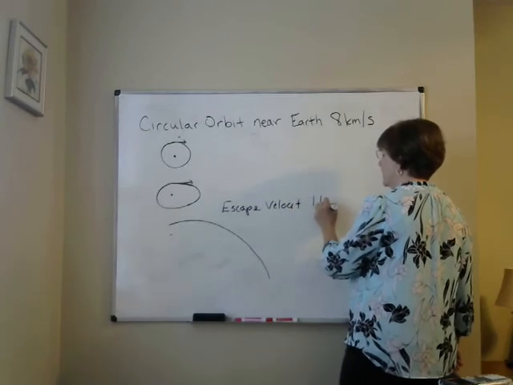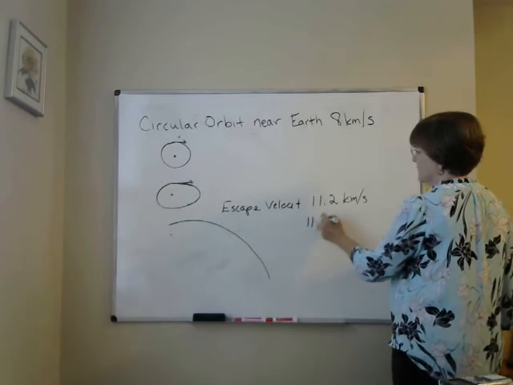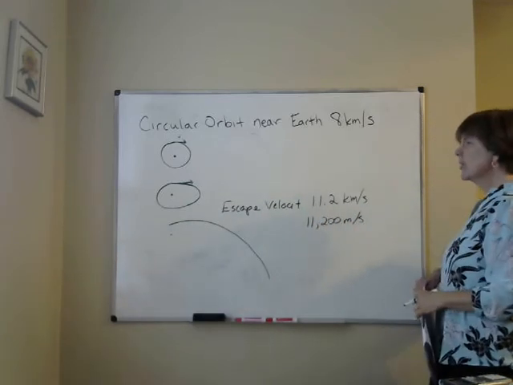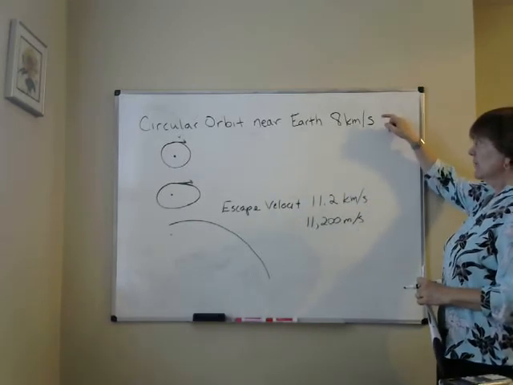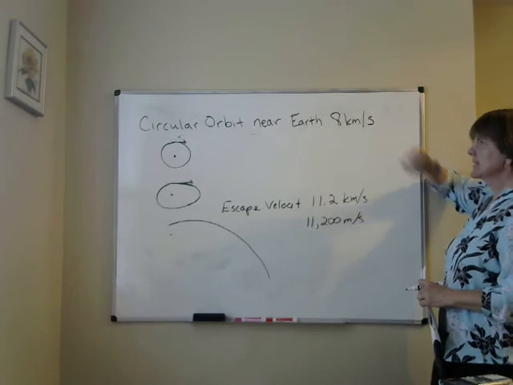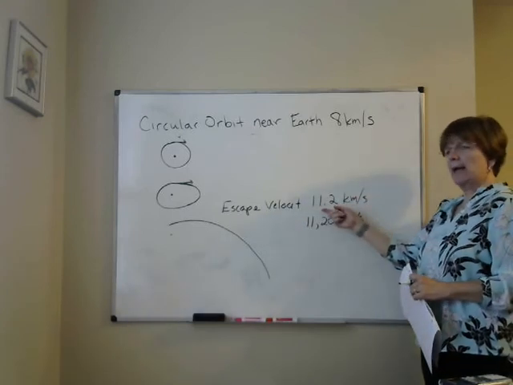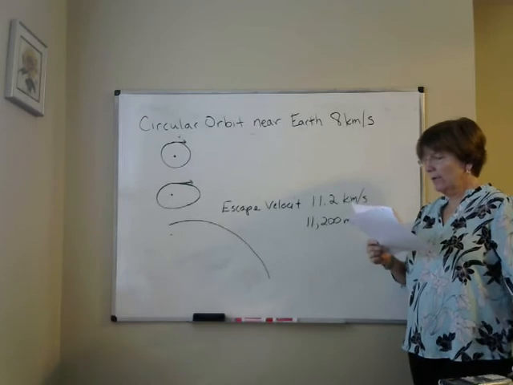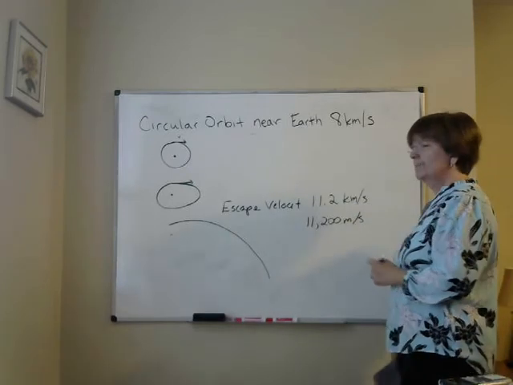is 11.2 kilometers per second. That's 11,200 meters per second. So if we're talking about near Earth orbit, we have kind of a window. We have to go 8 kilometers per second to get that circular orbit. We go a little too fast, we'll get an ellipse. But if we were to go this fast, rather than get an ellipse, we could actually escape Earth's gravity. It would move farther and farther away.